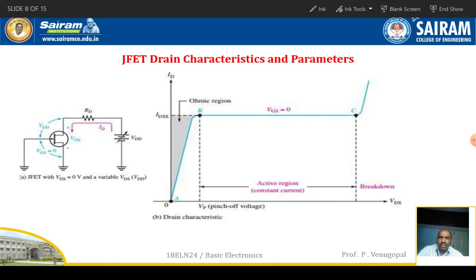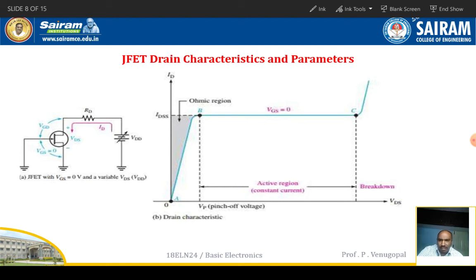When the VDS increases from point A to point B, the current ID increases linearly. At point B, the current becomes constant. The voltage at which the current becomes stable or constant is called the pinch-off voltage. You are observing the pinch-off voltage. What is pinch-off voltage? Pinch-off voltage is the voltage at which the current becomes constant. That is called the pinch-off voltage.